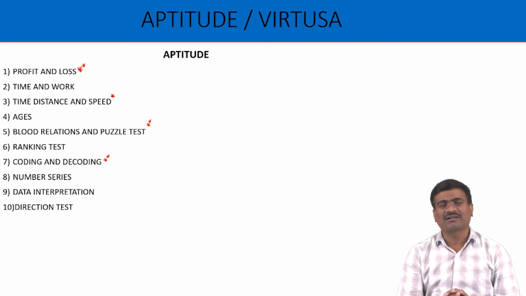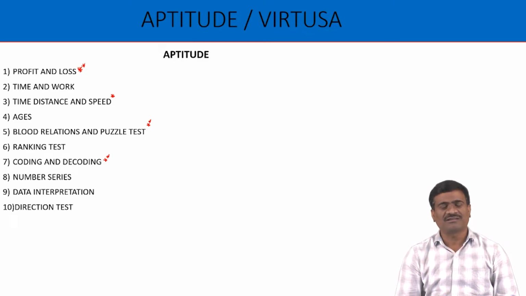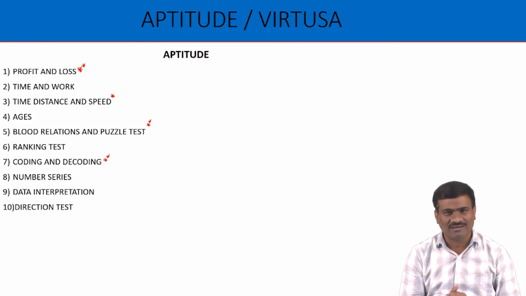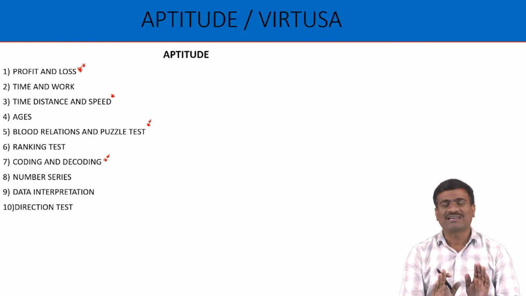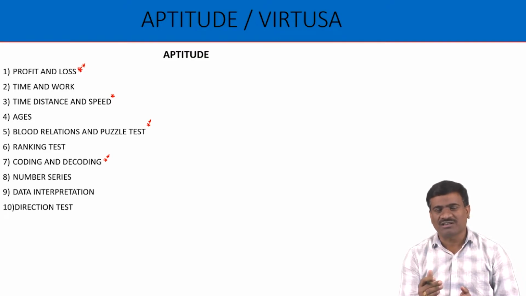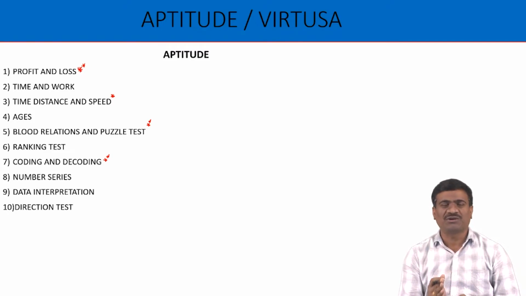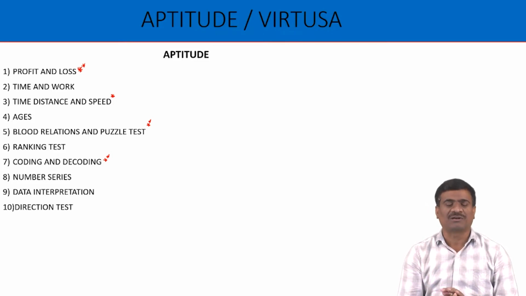Next, second, the time and work topic in the Virtusa test pattern. Just concentrate only on the concept of the topic. Suppose A works 10 days, B works 20 days, calculate A plus B. Otherwise, M1 D1 T1 by W1 is equal to M2 D2 T2 by W2. This relation is very important to time and work. The relation is called the chain rule property.